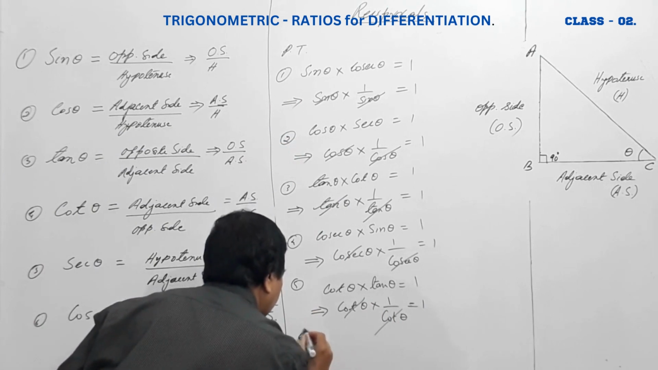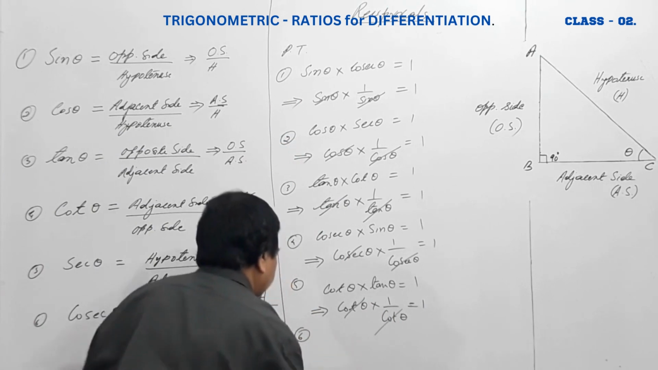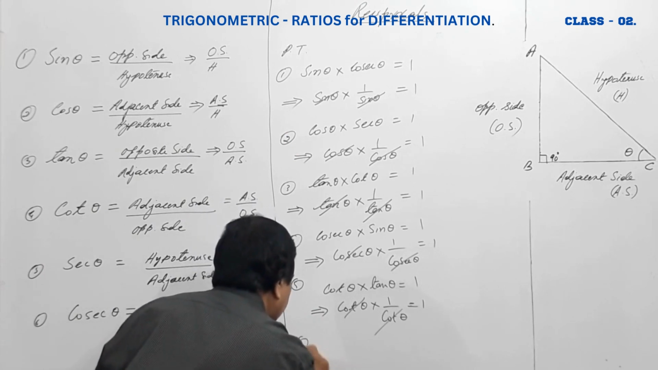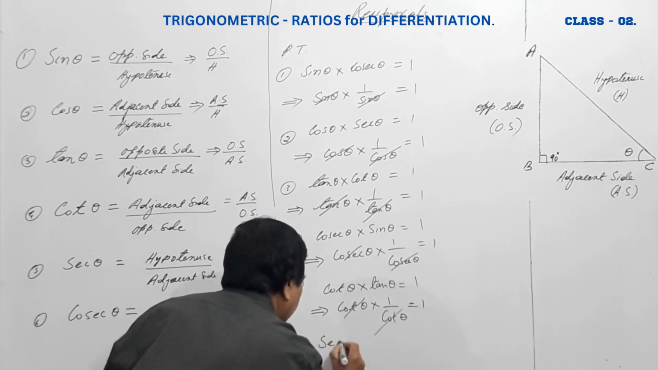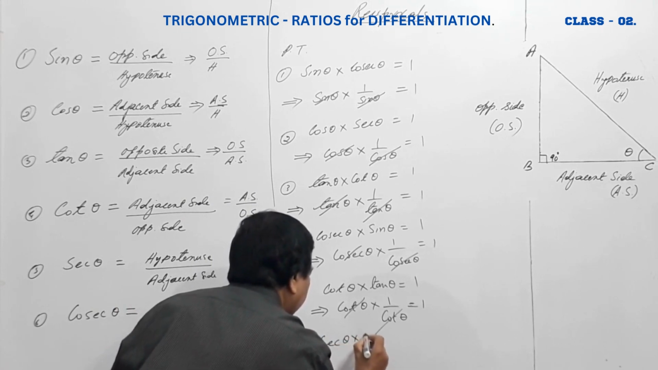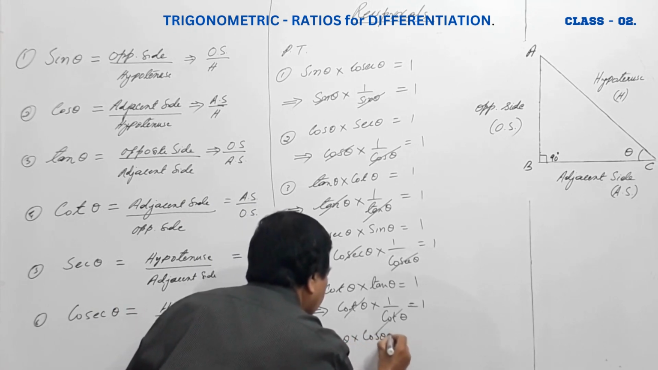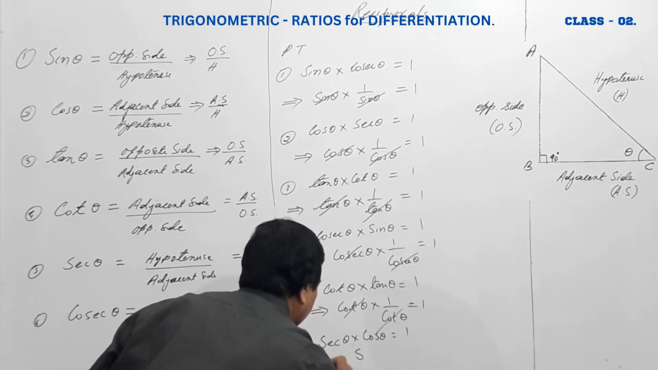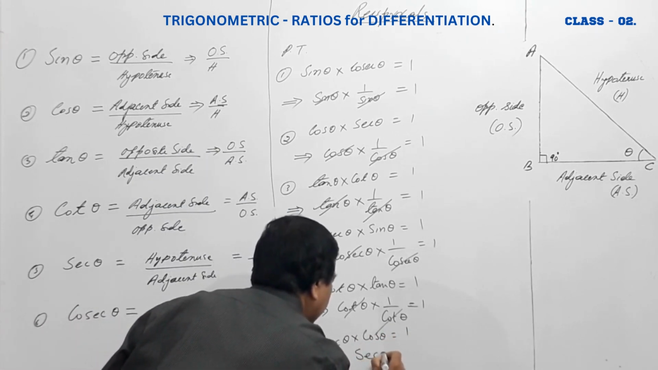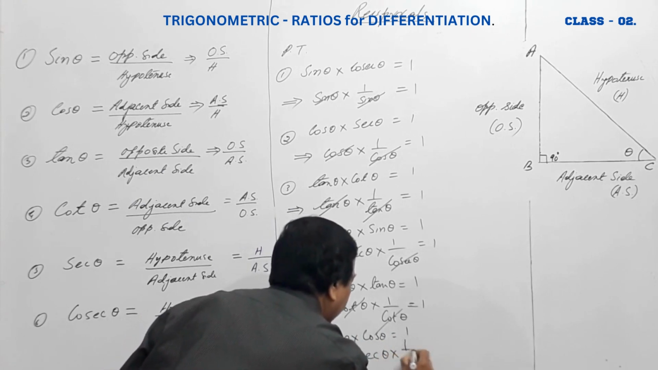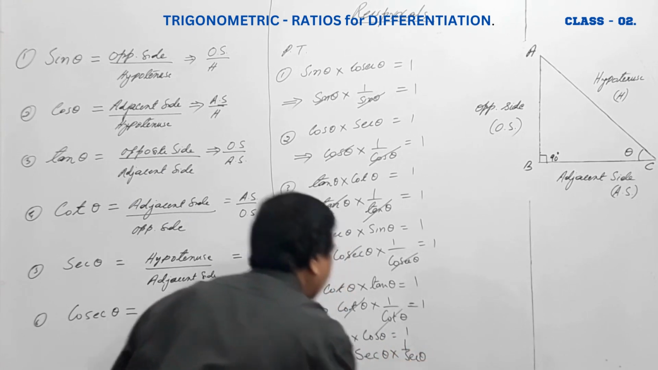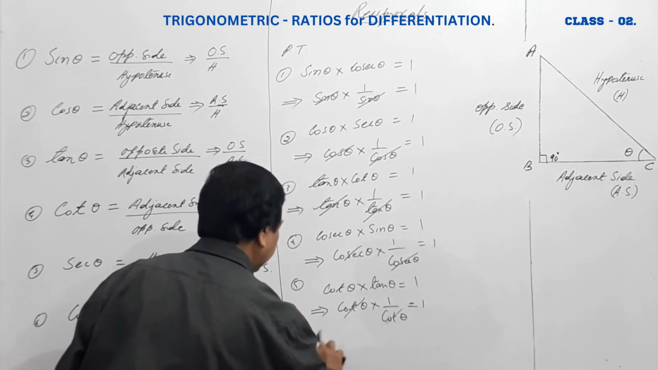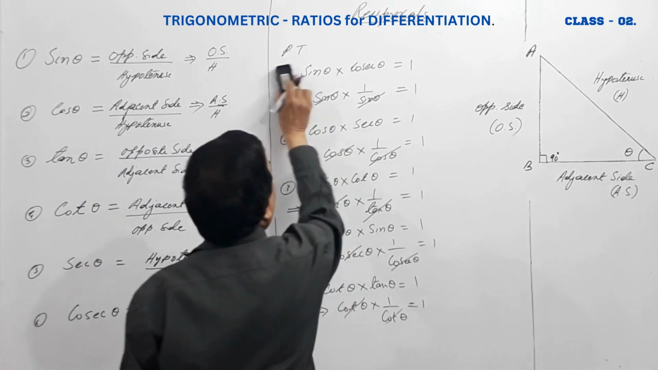Sixth case, prove that secant theta into cos theta equals to 1. So that is secant theta into 1 by secant theta. So there is no place, I'll write it above. So I'll rub this.